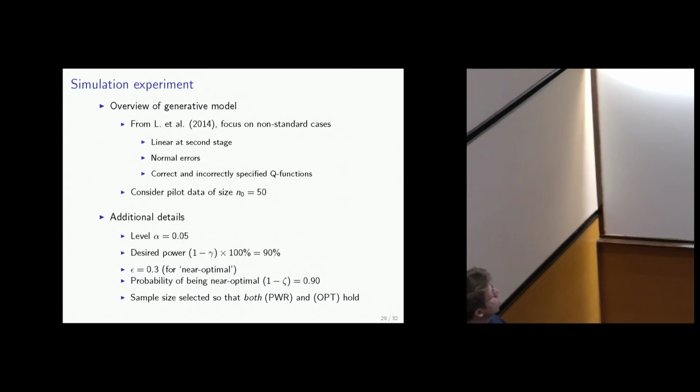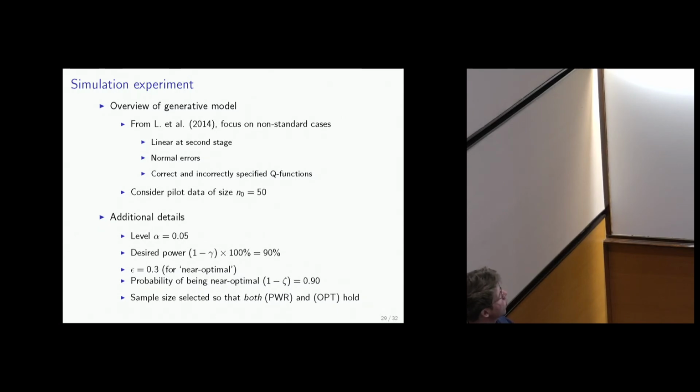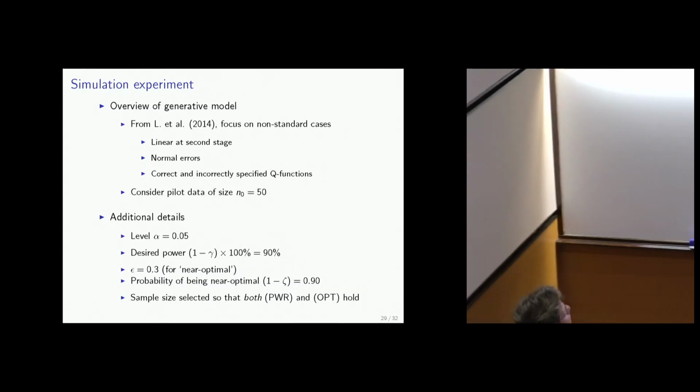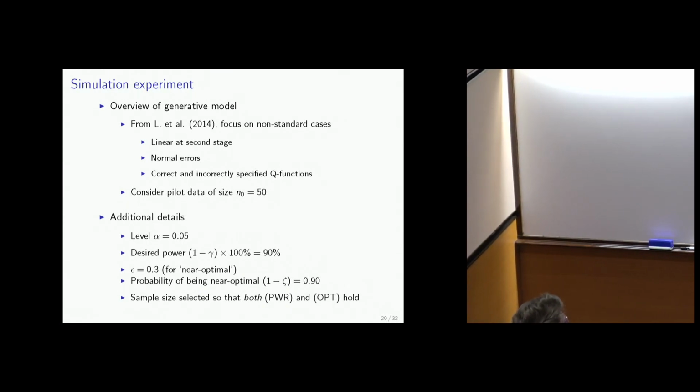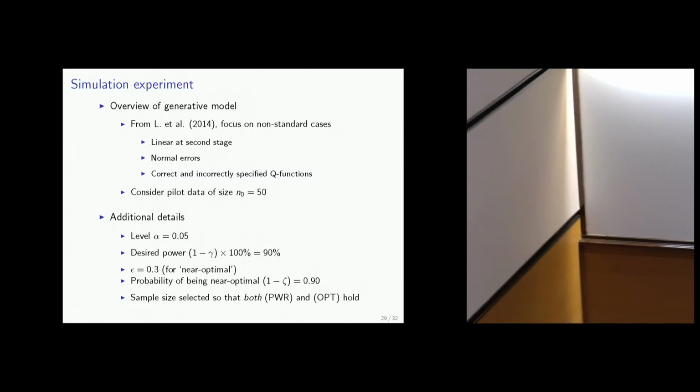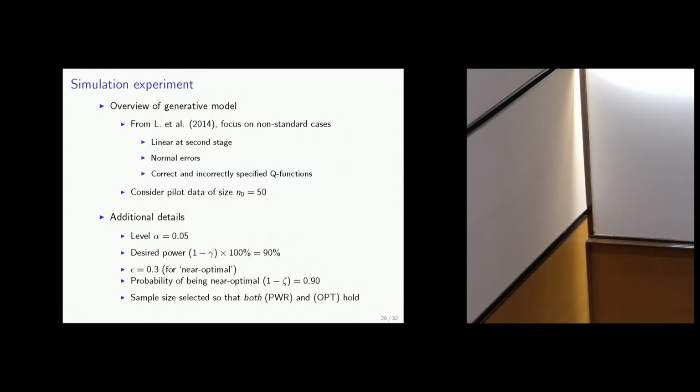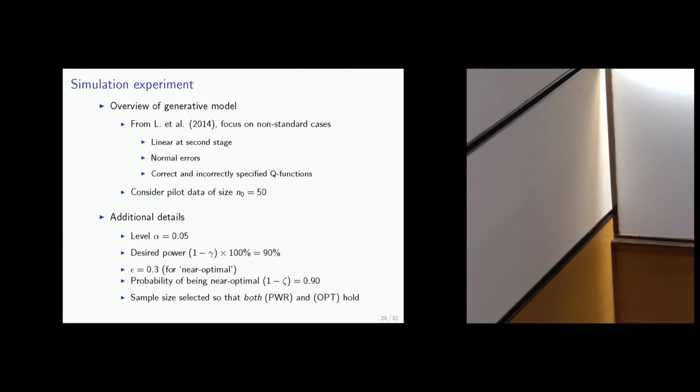All right, so the generative model focuses on non-standard cases, meaning cases where the effect size is small, which are the cases that cause trouble for inference. We have normal errors and correctly and incorrectly specified Q functions. Actually, in the incorrectly specified Q functions, part of the misspecification comes in non-normal errors in the stage 1, in the stage 2 histories. So the stage 2 covariates.